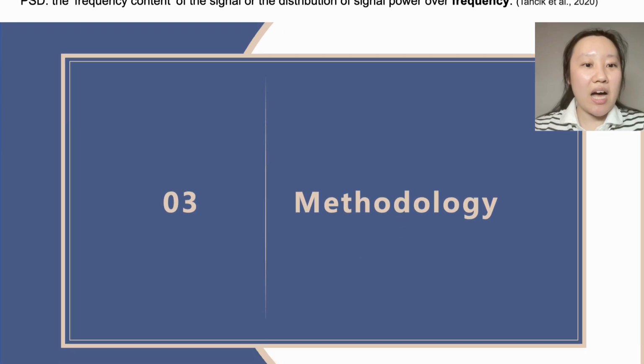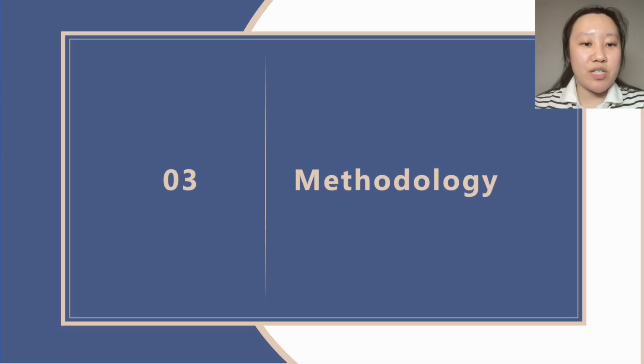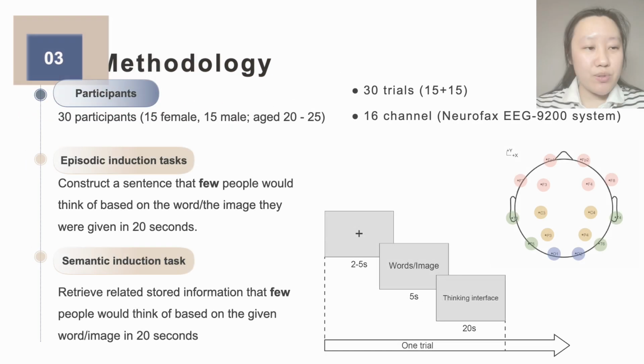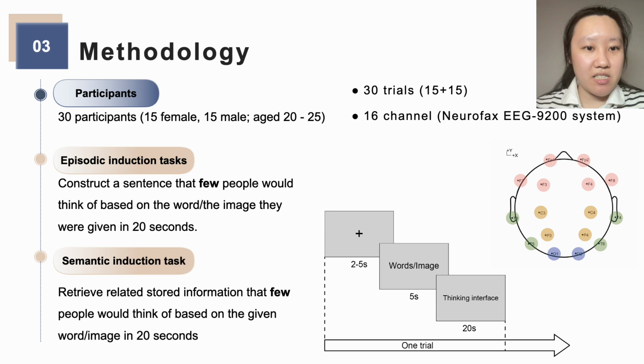So after clarifying our research aims, now we try to present our methodology. We recruited 30 participants and we asked them to use 16-channel EEG devices. These 16 channels include four parts of the brain, which are the frontal lobe, parietal lobe, temporal lobe, and occipital lobe. We asked the participants to finish two kinds of tasks.